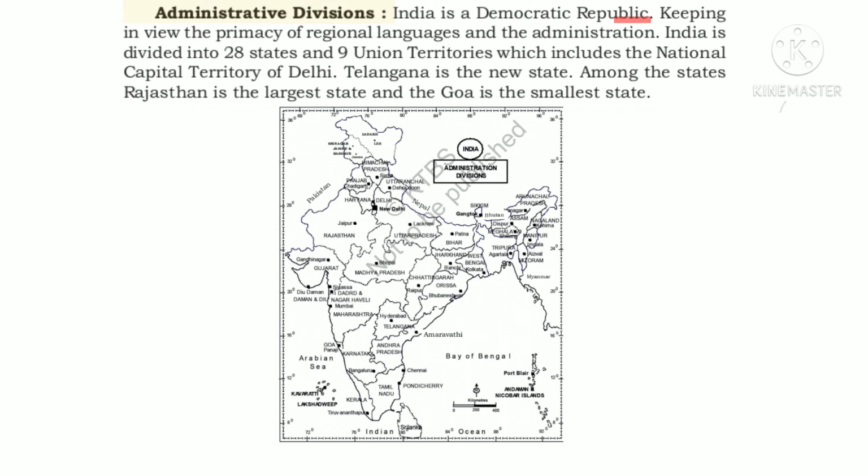Administrative division. India is a democratic republic. Keeping in view the primacy of regional languages and the administration, India is divided into 28 states and 9 union territories, which includes the National Capital Territory of Delhi. Telangana is a new state. Among the states, Rajasthan is the largest state and Goa is the smallest state.